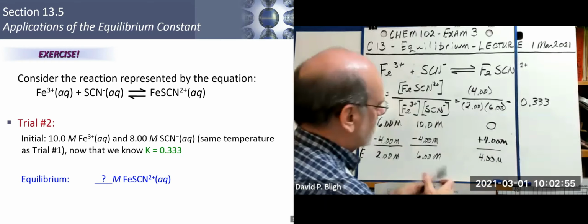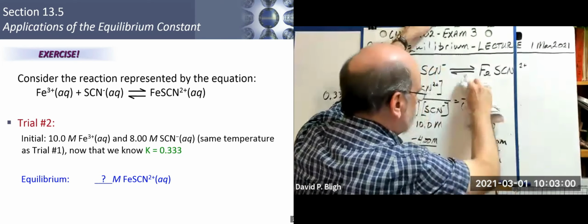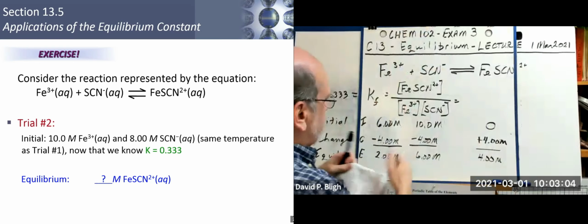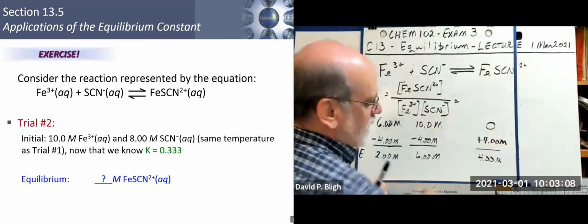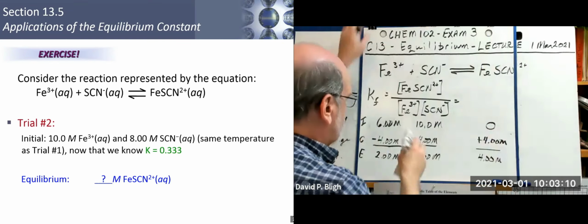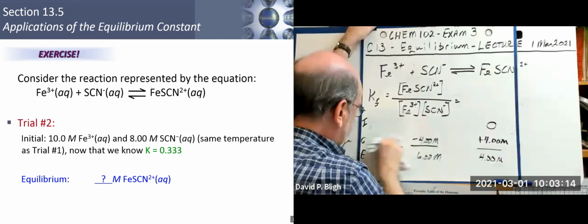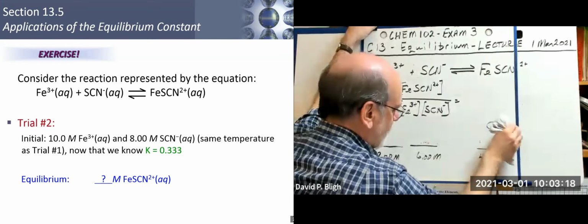All right. So let's remove that because we're going to have to put something else in there. Now we've got iron, thiocyanate, and the complex ion, but we've got different starting positions. So let's erase this stuff.